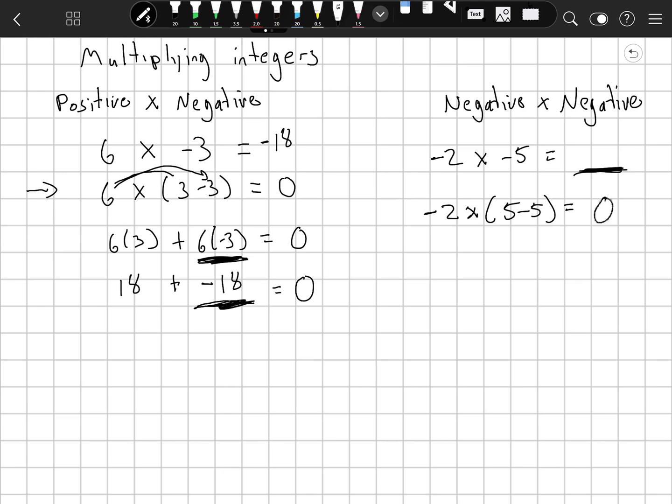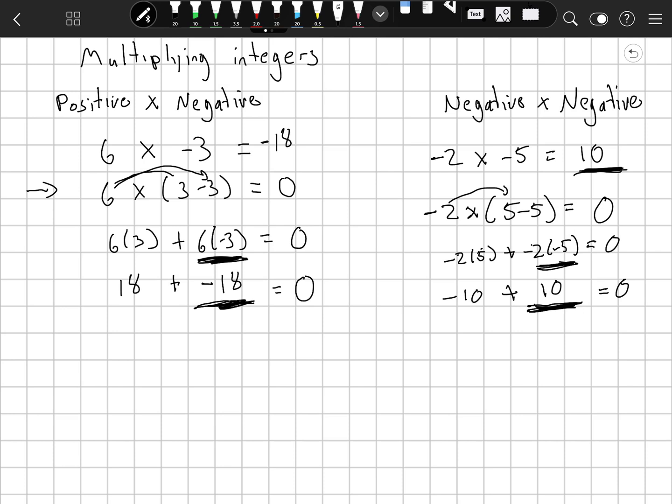Okay, so let's distribute here. Negative 2 times 5 plus negative 2 times negative 5 equals 0. Negative 2 times 5 has got to be negative 10, because just a minute ago we said a positive times a negative is a negative, plus something equals 0. And that something, to cancel the negative 10, we want it to be a positive 10. So negative 2 times negative 5 equals positive 10. And so a negative times a negative is a positive.